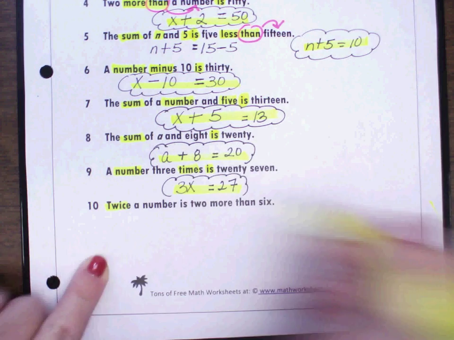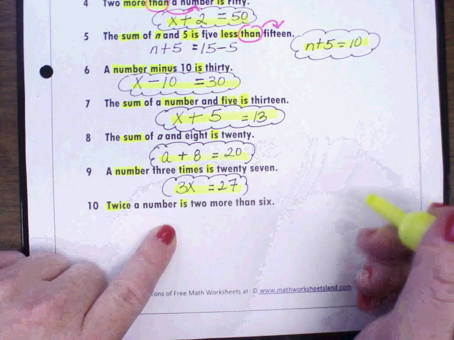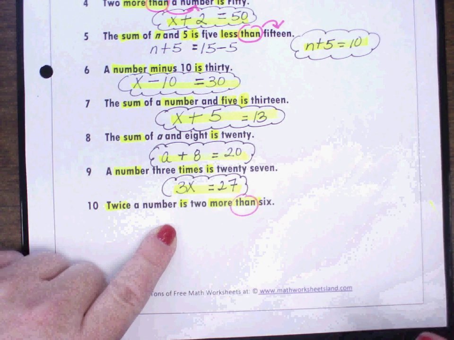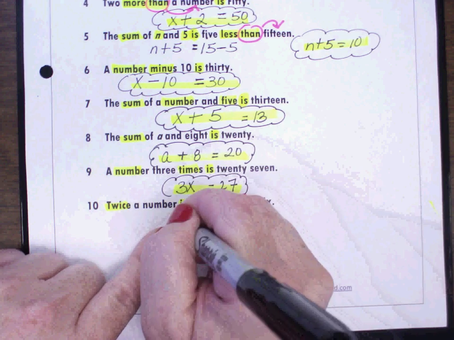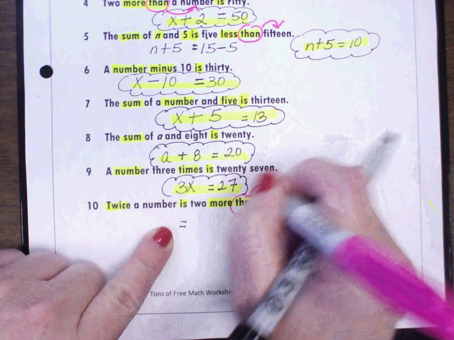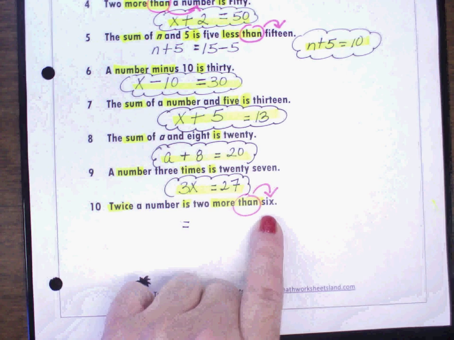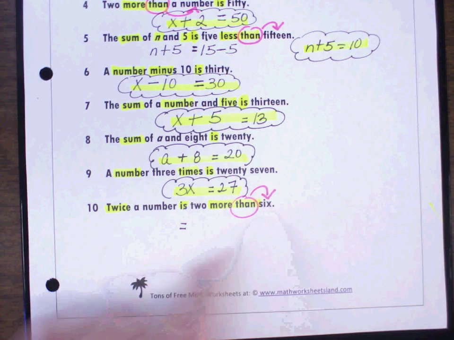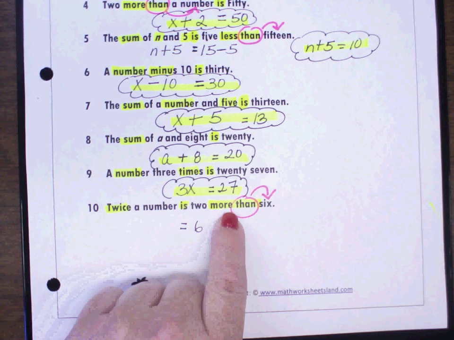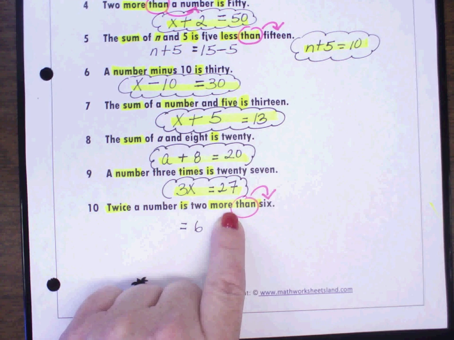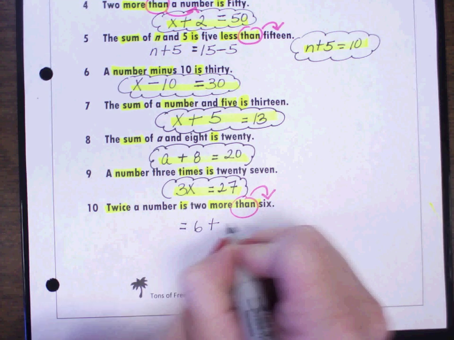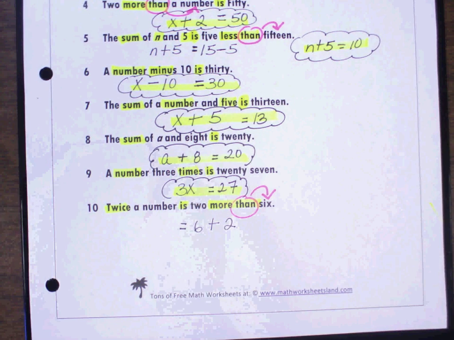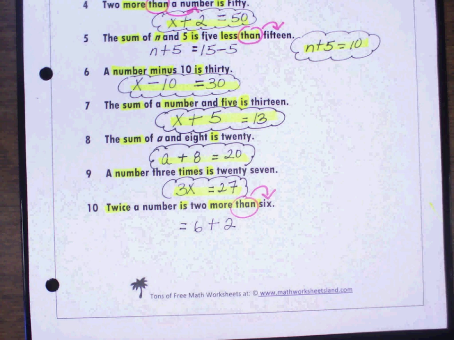All right. Twice a number is backward word. More than. Very good. So this is your equal sign. Whatever goes after more than, you write first. So what's first? 6. What does more than mean? Addition. And how many am I adding? 2. Very good.